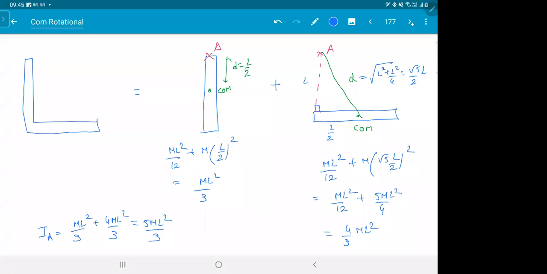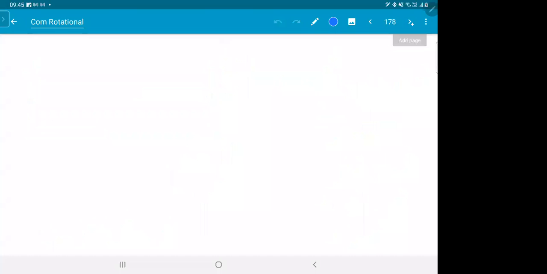Okay, next thing, turn the page. Let's see a little tough one. This came in JEE 2004, an old question. You have a half ring of mass M and radius R. This is point A. A is on the top. This is the center. Are you able to visualize how it is?